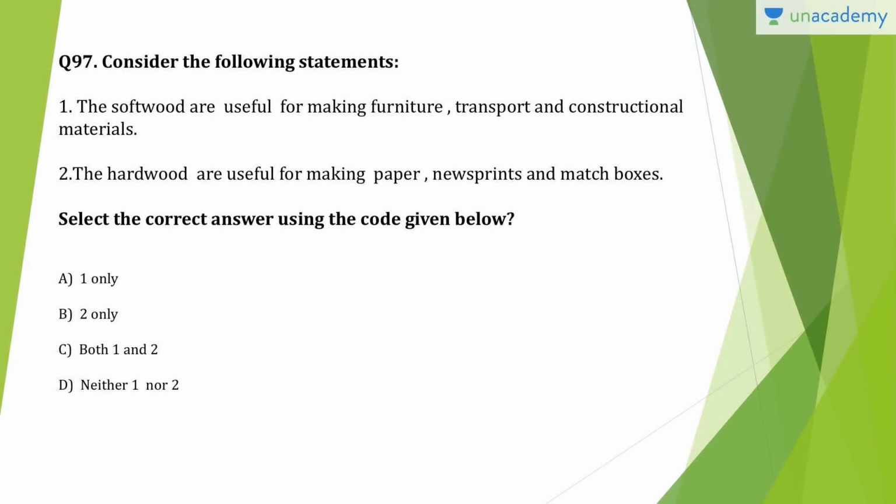Question number 97. Consider the following statements. The softwood are useful for making furniture, transport and constructional material. No, you will use hardwood for that, right? And you will use softwood for making paper, newsprints, matchboxes. So they have basically reversed it here. So answer here becomes D, neither 1 nor 2.